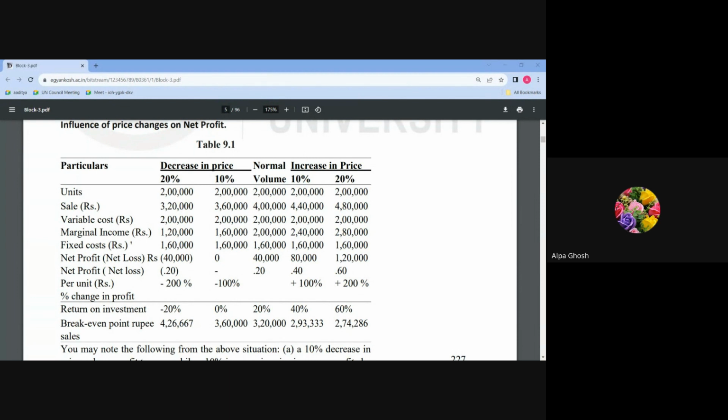Yes, Salome, you want to say something? Yes, ma'am, I have a question. I understand how we got 3 lakh 20,000, and on 10% I also understand how we got 3 lakh 60,000. But then I don't understand how we got 4. Is it 4,000 rupees from the normal price and the increase in price? I will come to increase later on. I will just finish off with the 10%, then we will move to that.